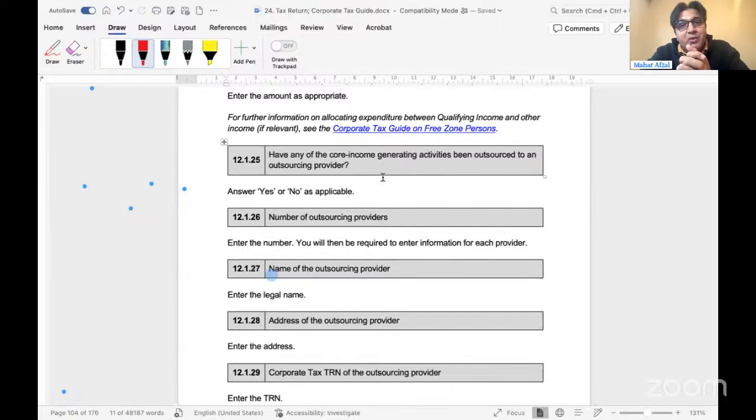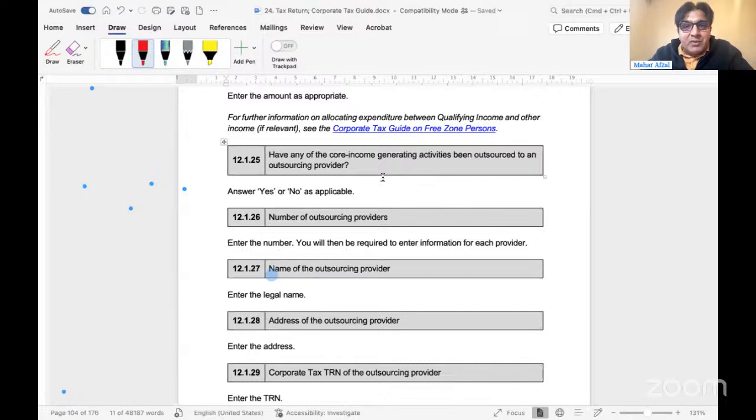Even if you are outsourcing the SIGA core income generating activities out of the UAE, to your related party in the UAE or to any other person out of the UAE who is not your related party, it must be under your supervision. How will you supervise it? You need to maintain proper SOPs, what they need to do, how they need to do it, proper check and balance. You need to have proper documentation. These questions are all related to this.